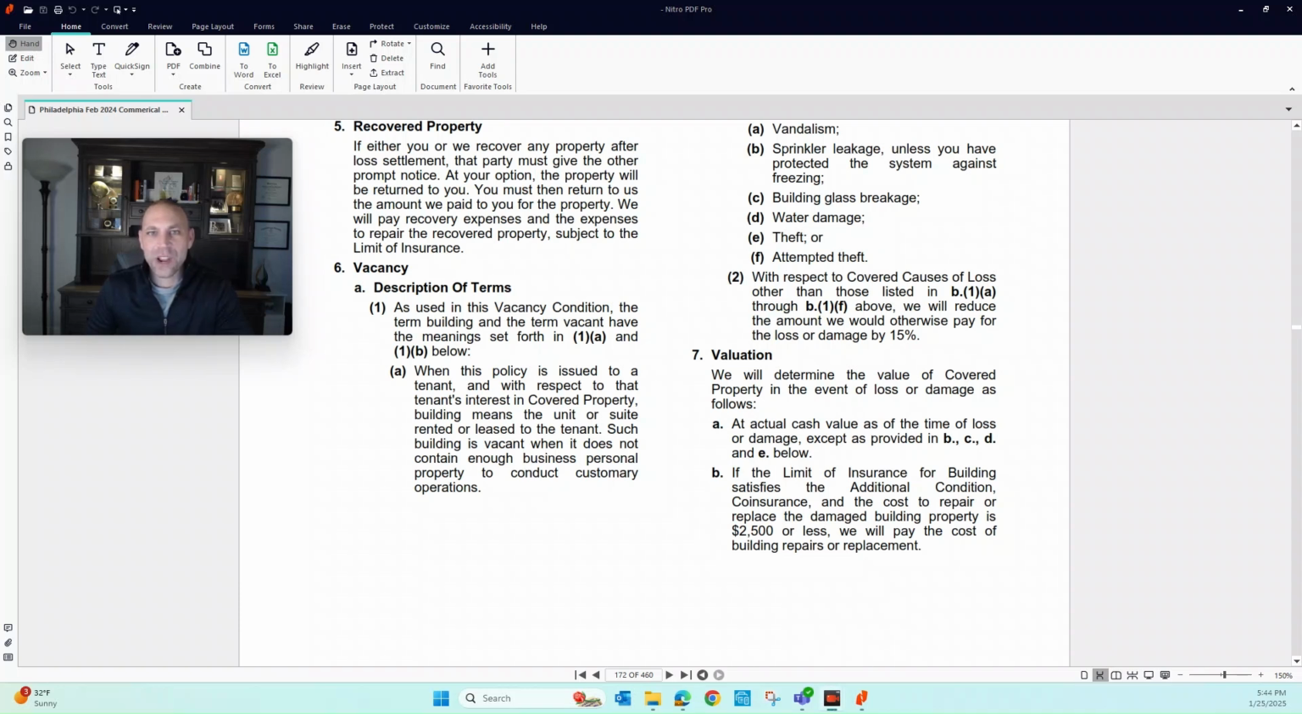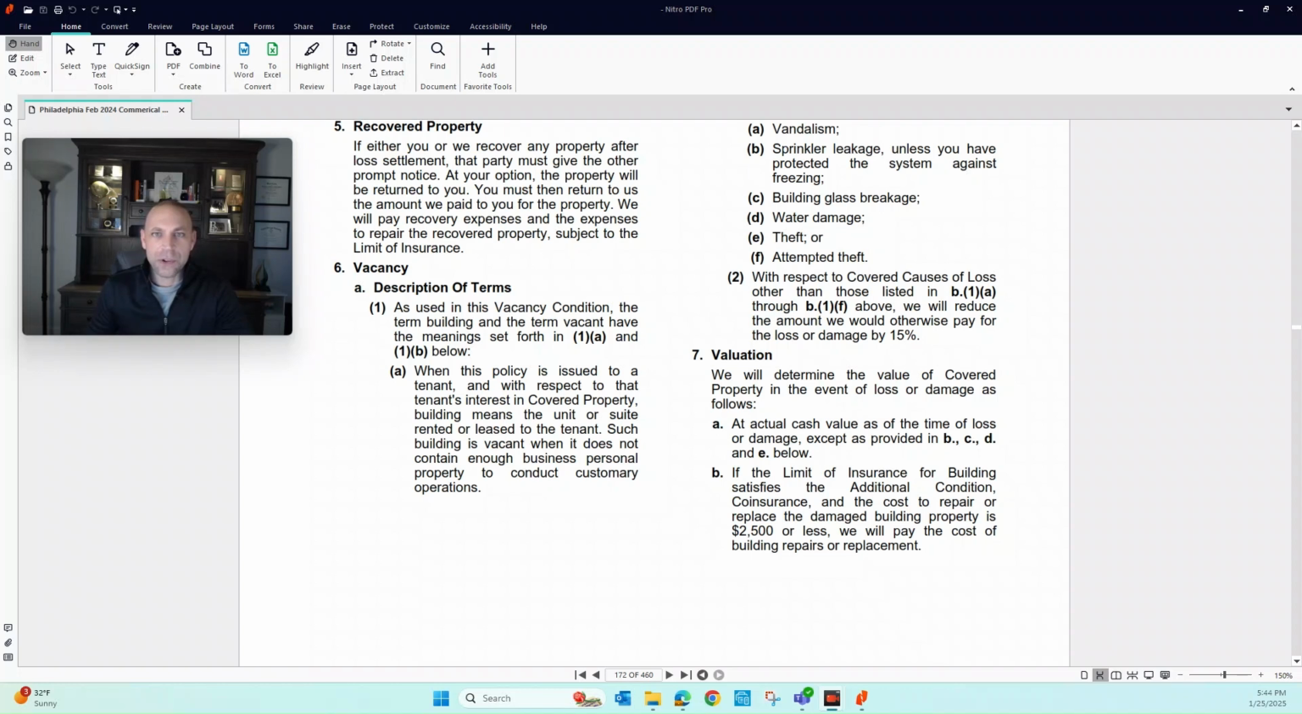Today we're going to do a read the policy segment. So we're going to read what the policy says about a certain type of event and how the insurance would respond to it. Let's talk today about vacancy or a vacant location.